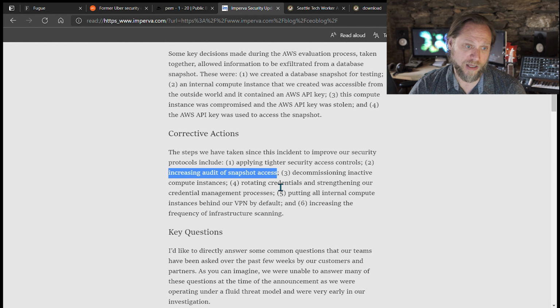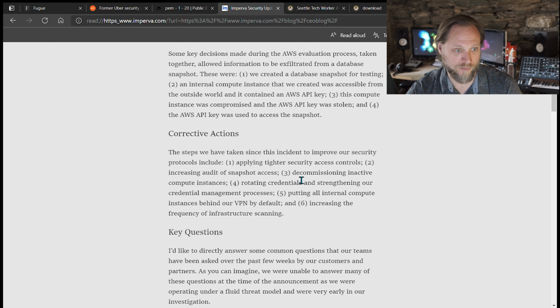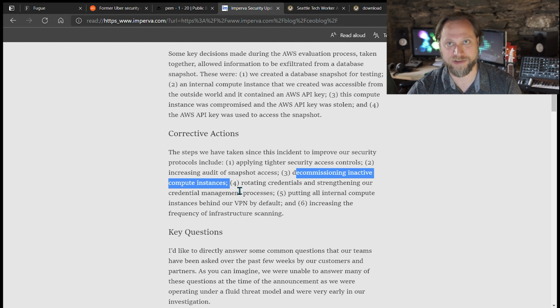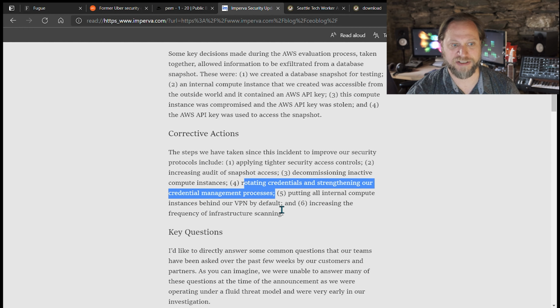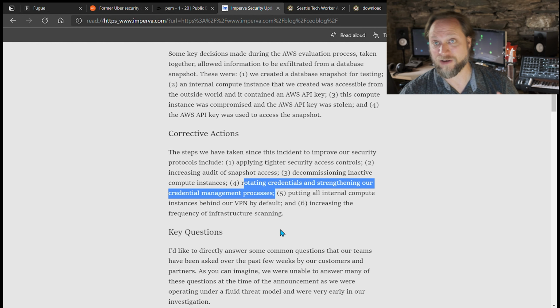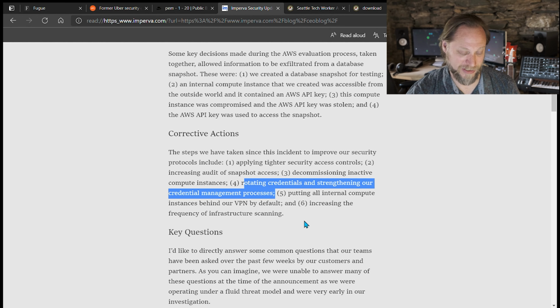Okay, they started decommissioning inactive compute instances. Do this religiously. These things are constantly a component of breaches that we see. Rotating credentials and strengthening our credential management processes. Never put them in source code. Never put them on a disk. Mandate use of a secrets manager. Scan your repos. Scan your images. This is a very, very common way for hackers to get into your stuff.